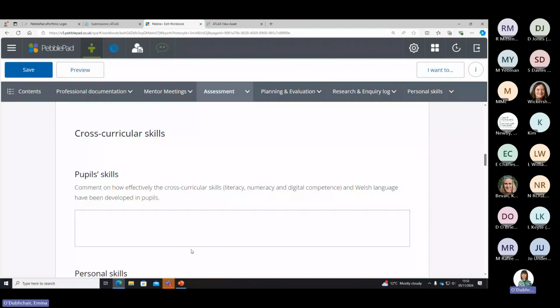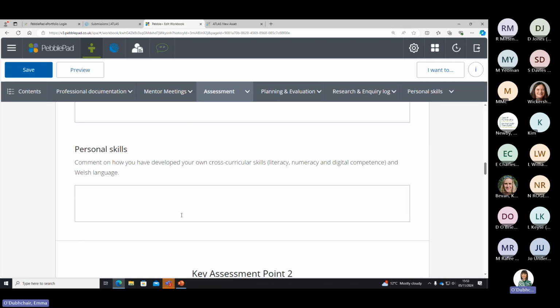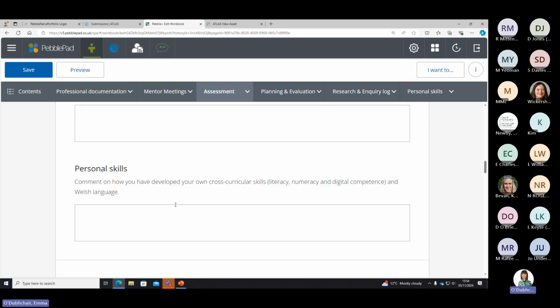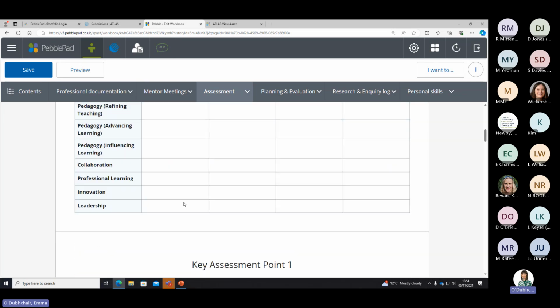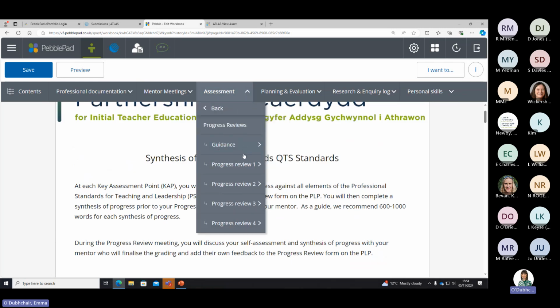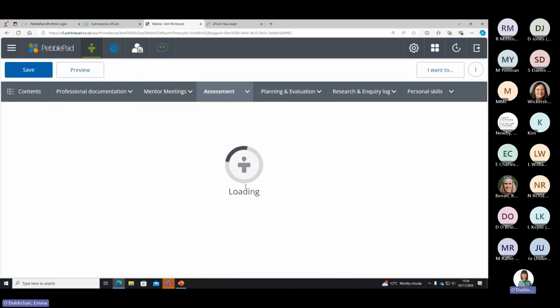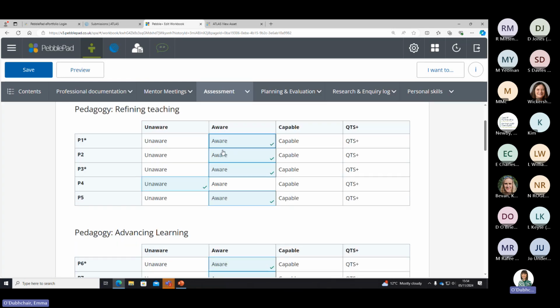They've also got to comment on how effectively they've developed the cross-curricular skills of their pupils and anything that they've done to address their own competence in those areas too. So they will have done all of that before you meet with them. They will also go to Progress Review 1, and they will go to the student progress review part of the PLP. Here's one I made earlier.